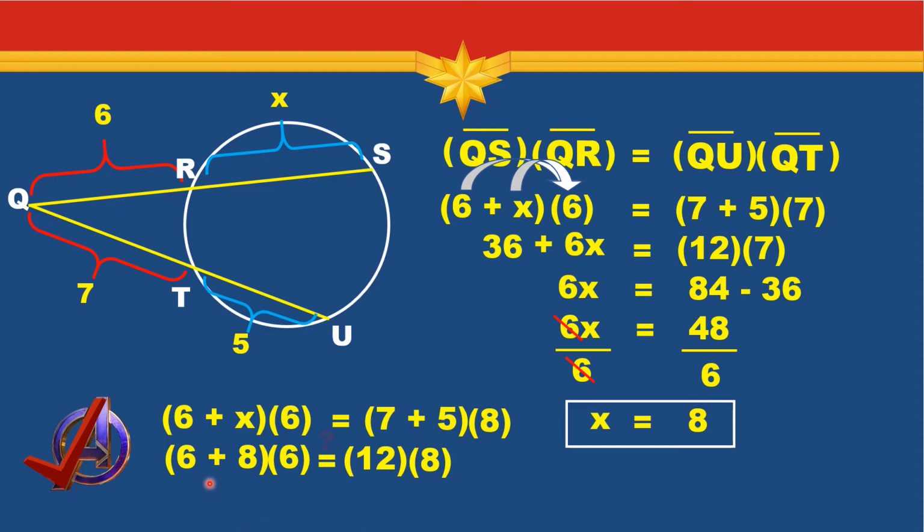So, we have 6 plus 8 is, 84 times 6 pala, times 6. So, again, 6 plus 8, which is 14 times 6 is 84. And then 12 times 8 is also 84. So, they are equal. So, tama yung ating value ng x.